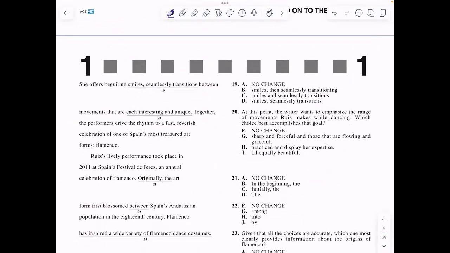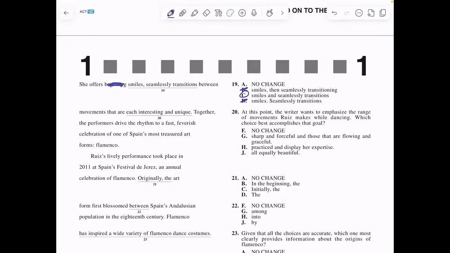Okay, she offers beguiling smiles, seamlessly transitions between movements that are each interesting and unique. She offers beguiling, doesn't matter what that means, don't let that throw you. Seamlessly, then I think C for this one. She offers smiles and seamlessly transitions. So right away, I knew it needed to be transition, so I could get rid of B. D is weird. I don't need a period there. And then C just sounded a little bit better because it didn't clearly divide it into an independent and dependent clause.